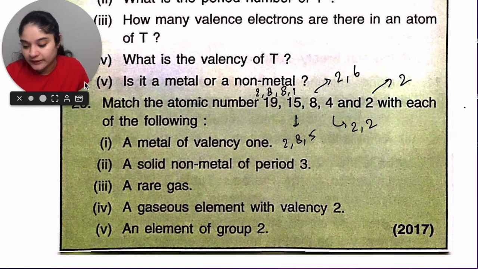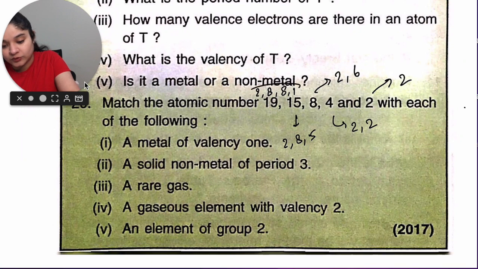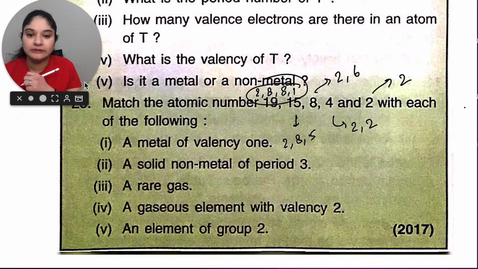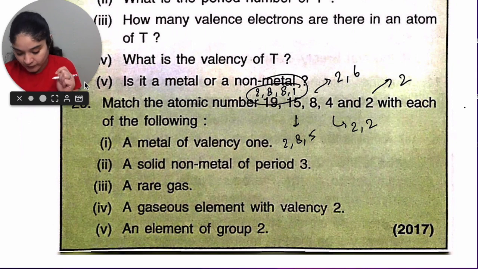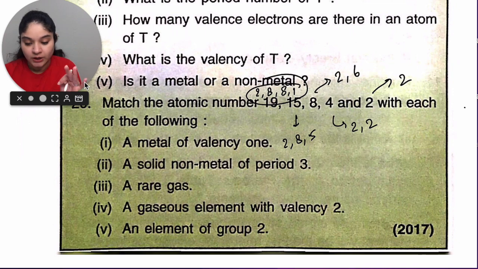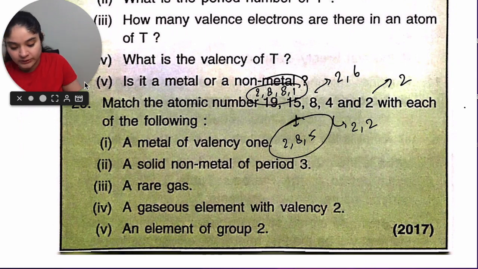So let's look at that. A metal of valency 1. This 2, 8, 8, 1 will be your valency of 1, so your answer is 19 for the first one. The second is a solid non-metal of period 3. If we are talking about period 3, we are talking about the number of shells as 3. So your only option here is 2, 8, 5, and your answer for the second one is 15.